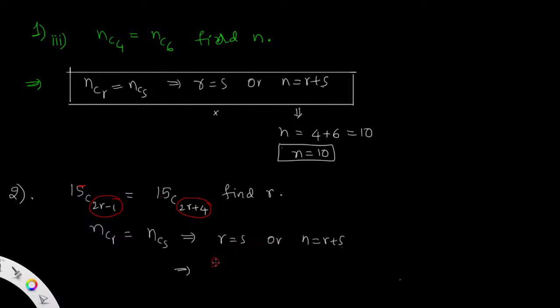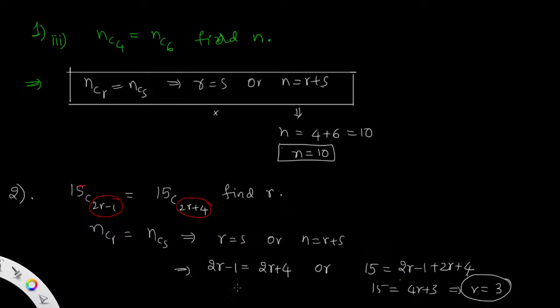So 2r minus 1 equal to 2r plus 4, or else 15 equals 2r minus 1 plus 2r plus 4. Now from this, on simplification, you get 4r plus 3 equal to 15, then r equals 3.